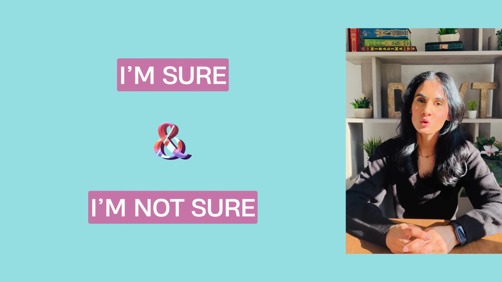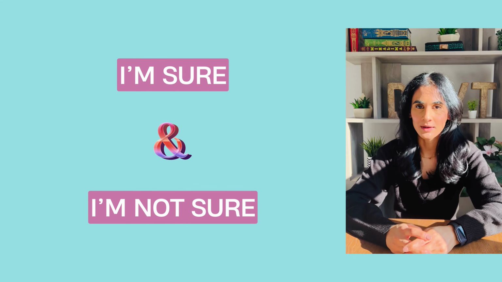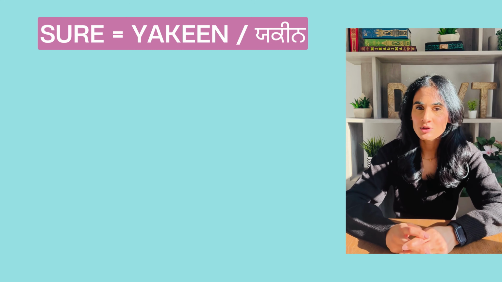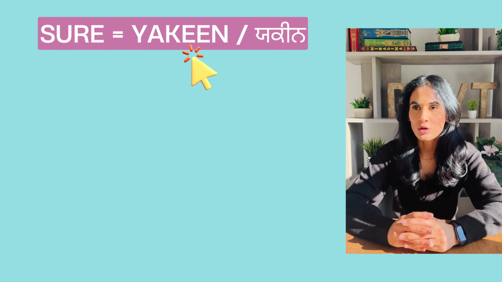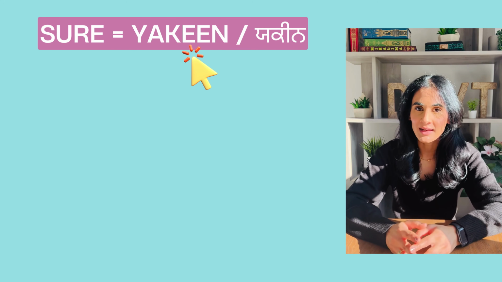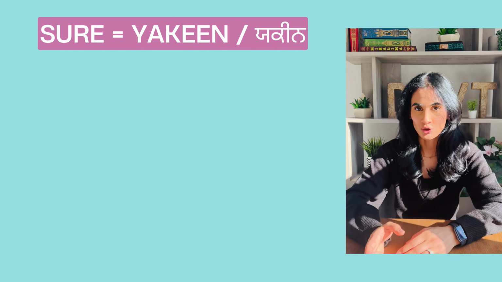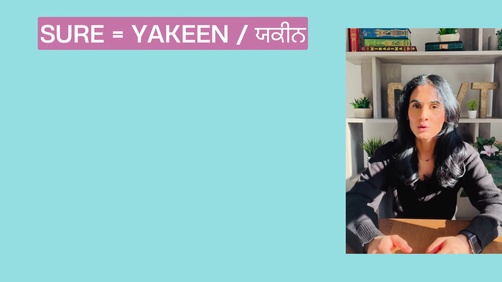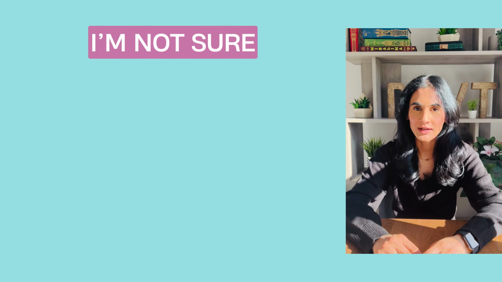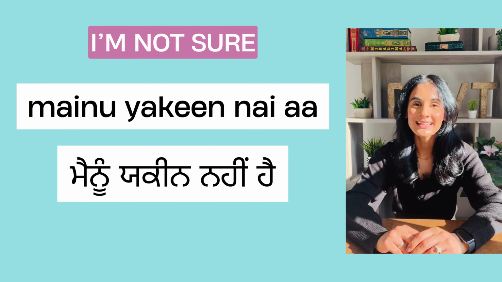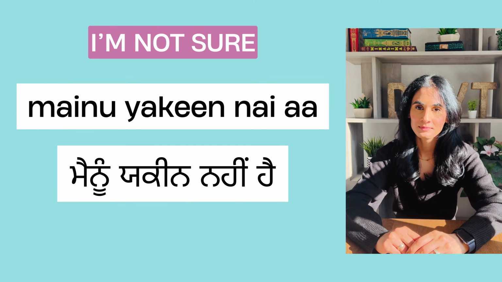Next, I'm sure and I'm not sure. So for sure, the closest translation is yaqeen, which is believe. So if you believe something, you're sure of it. If you don't believe something, you're not sure of it. So I'm sure would be mainu yaqeen a. And I'm not sure is mainu yaqeen nahi a.